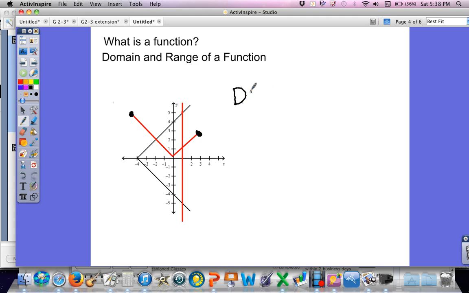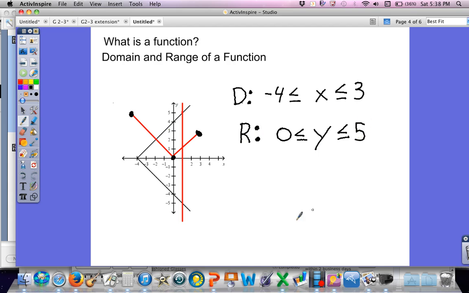So my domain, meaning my x values, are somewhere in between -4 and 3. And my range is somewhere in between 0 is the lowest I go. Put a dot there so you know that that's there. And the highest I go on y is 5.